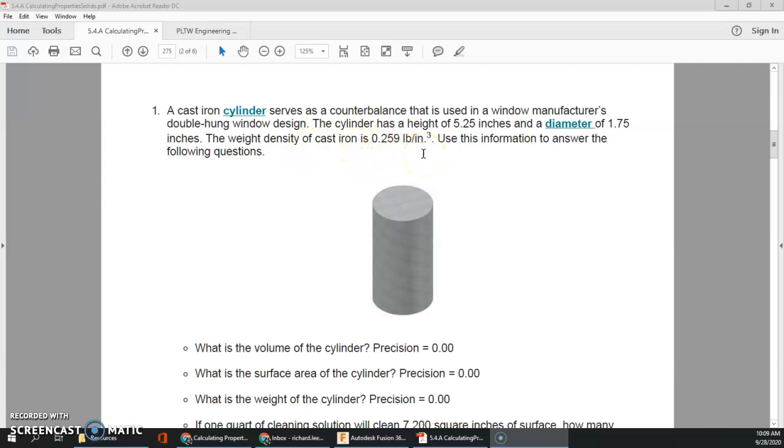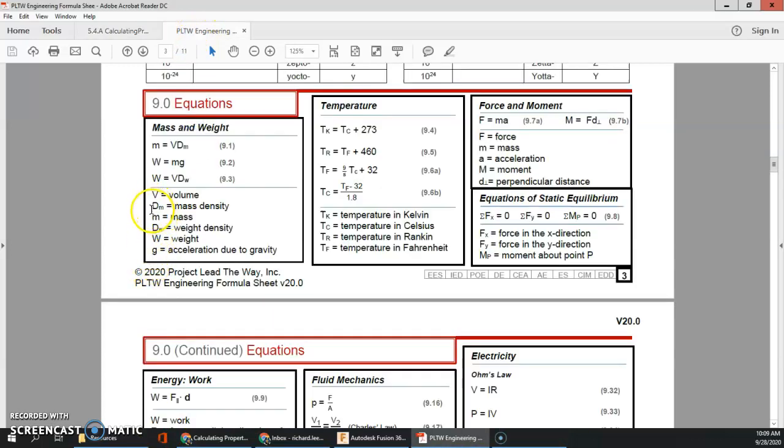So that'll help us find the weight of the object. Since this is given to us in pounds per cubic inch, that means we're given weight density, not mass density. So if we look over here, remember we can find weight by multiplying volume times weight density, and that'll cancel out the cubic inches and leave us with pounds.